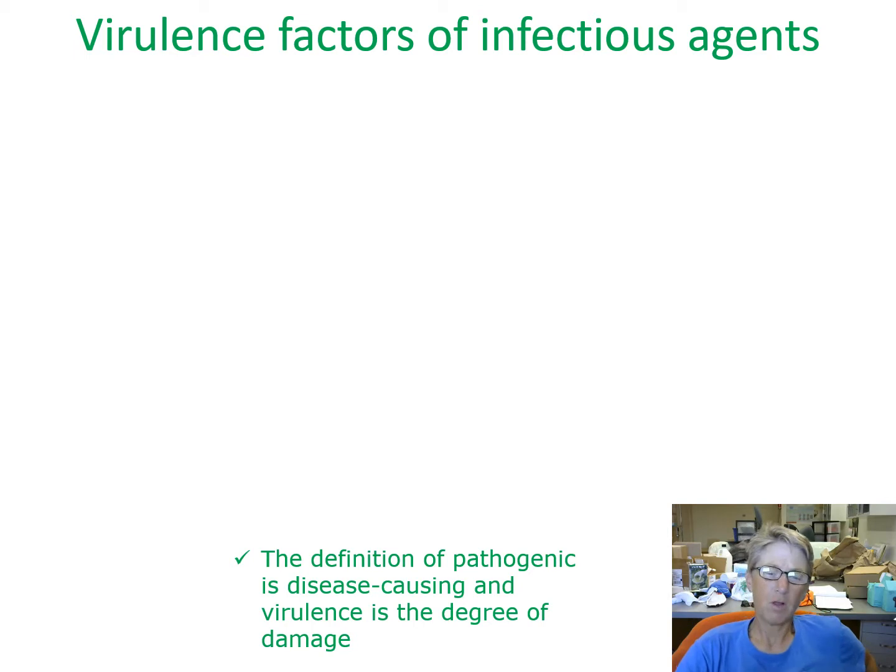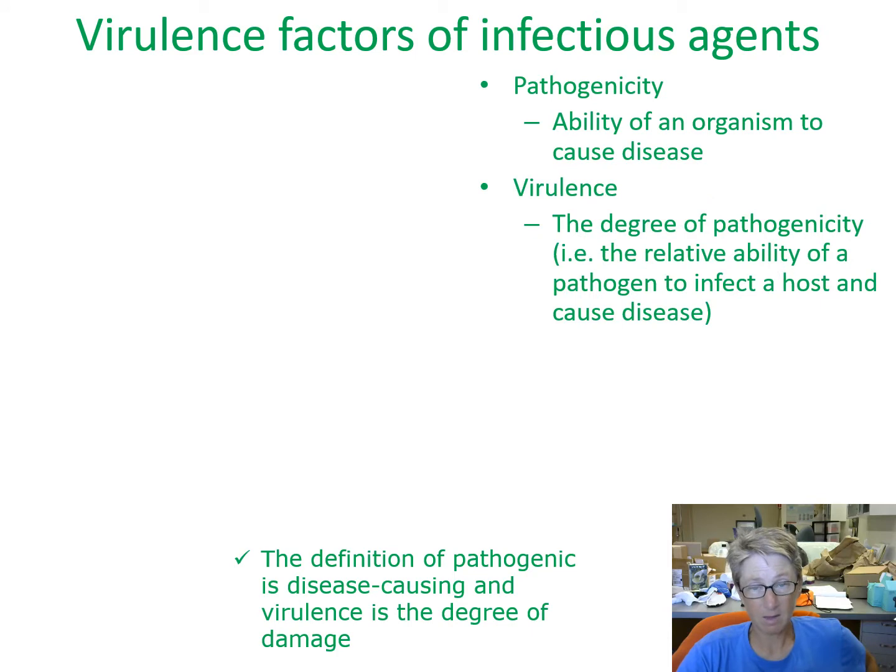Okay, so this is kind of cool, the virulence factors of infectious agents. So how is it that infectious agents make us sick exactly? So there's a couple terms. Pathogenicity, that's the ability of an organism to cause disease. So you could be a very highly pathogenic infectious agent. That means you are really likely to cause a disease in your host. That's pathogenicity. Virulence. Virulence is just the degree of pathogenicity. So if you are an organism and you are highly virulent, that means you have a high degree of pathogenicity. That means you are 100% or close to 100% able to cause the disease in your host.